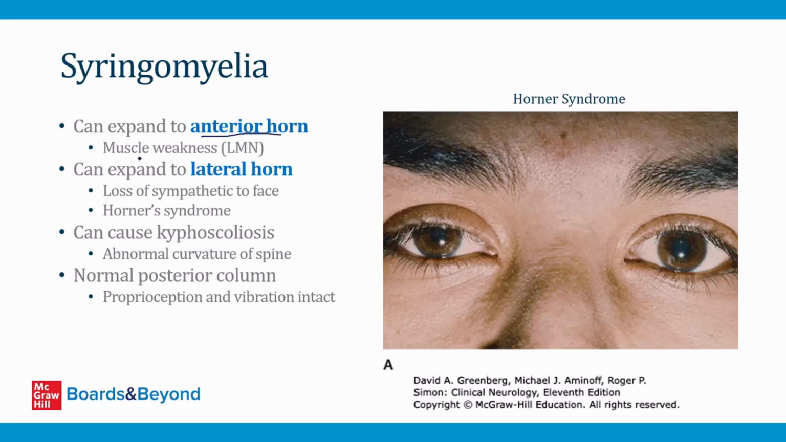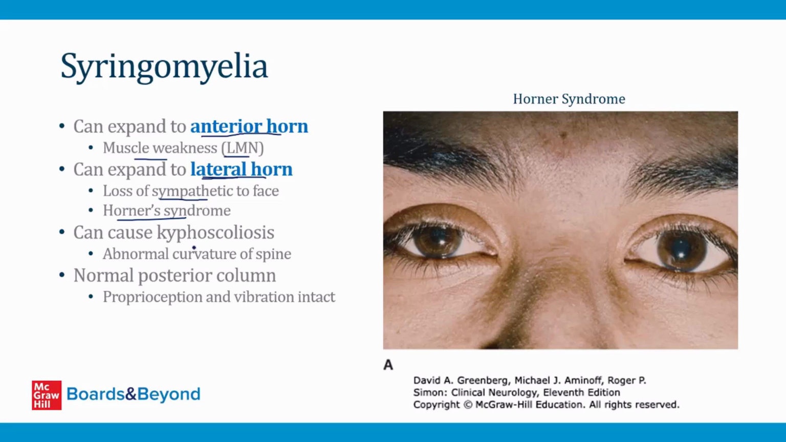So this can lead to muscle weakness with a lower motor neuron type pattern. Also remember that in the region of C8 to T1, where syringomyelia occurs, that's also where you find lateral horn cells of the sympathetic nervous system. So if the syrinx or cavity expands and damages these cells, you'll lose sympathetic innervation to the face, and that will lead to Horner syndrome, which I talk about in great detail in other videos, but it presents with signs like ptosis of the eyelid and dilation of the pupil.